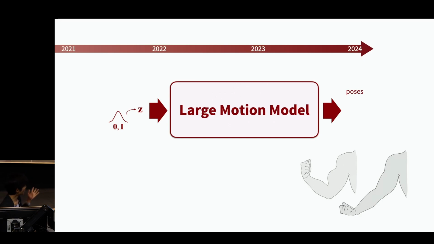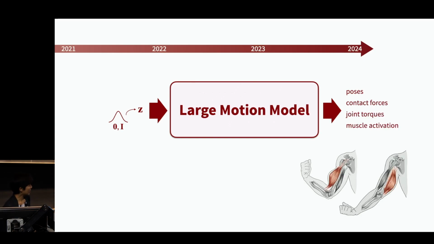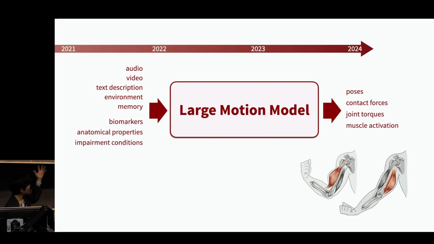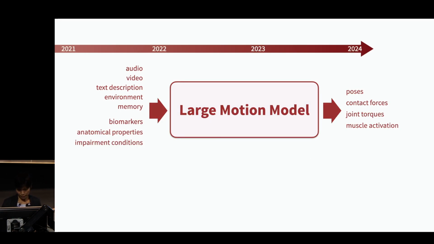And we can ask this large motion model to predict kinematic information like poses and joint angles, which is great, but we can also ask it to predict dynamic information like contact forces, joint torques, or muscle activation, basically the physics behind the kinematic information. And this large motion model can be conditioned on practically anything, right? We have seen that it's conditioned on audio, on video. We can also condition on text. And if you have labeled medical data, you can condition on biomarkers, and then you can predict the impairments in human movements.